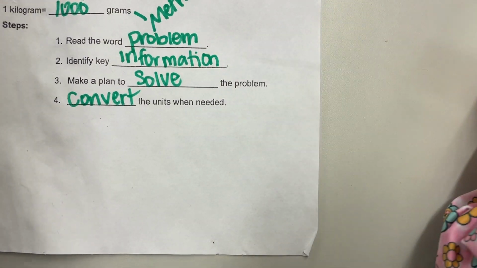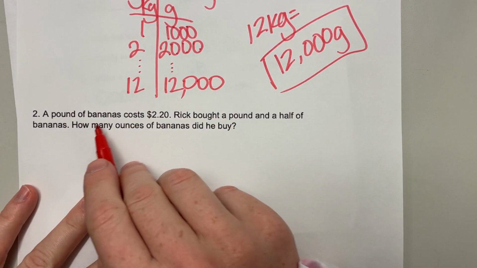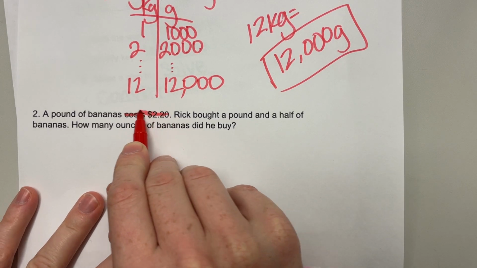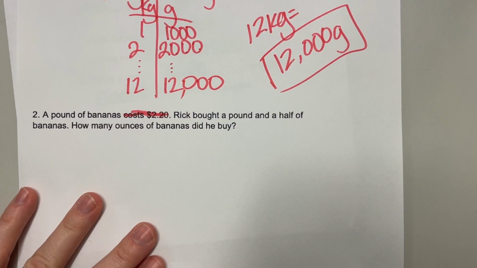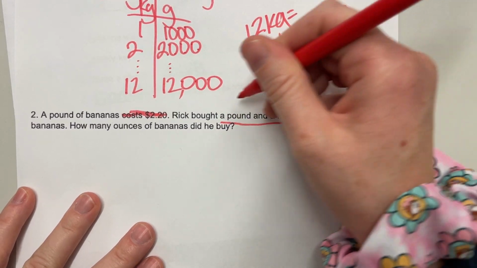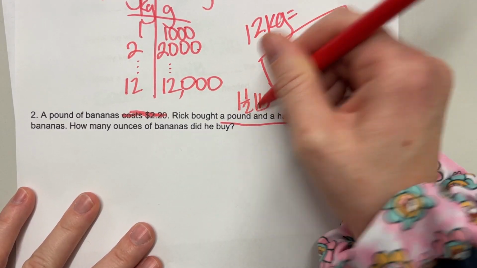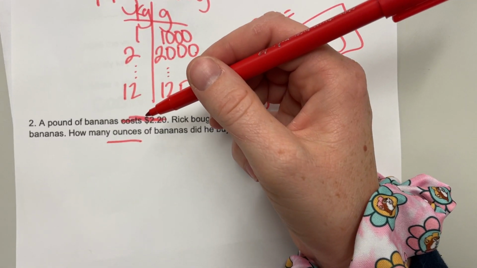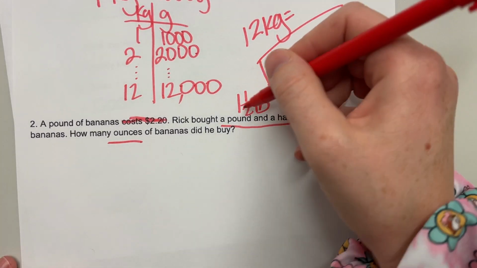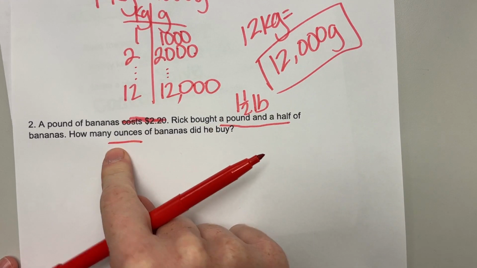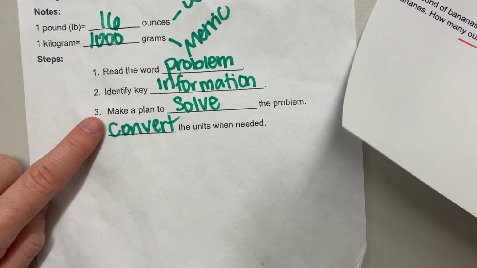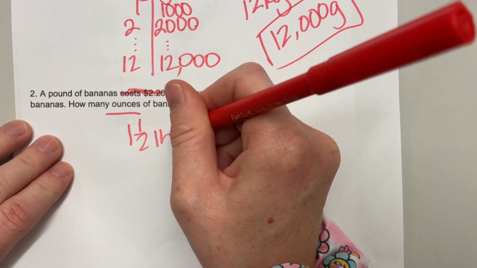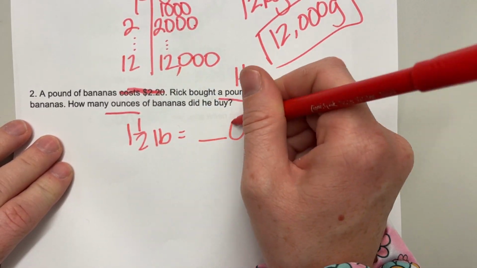Now I'm going to identify key information. A pound of bananas costs $2.20. That was not important. It didn't ask about the cost, so I'm going to cross that one off. Rick bought 1.5 pounds. That's important. How many ounces did he buy? So I'm going from this 1.5 pounds to ounces. So next one, make a plan to solve. So 1.5 LB equals blank ounces, OZ.